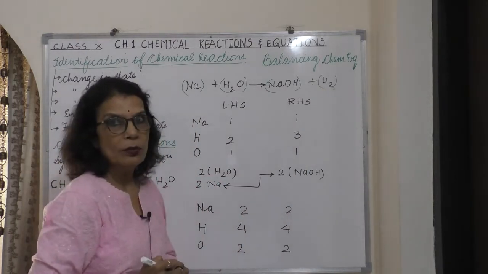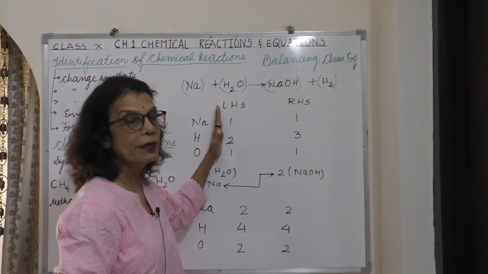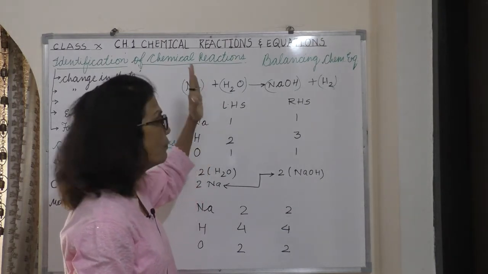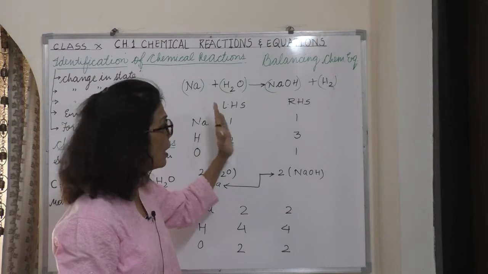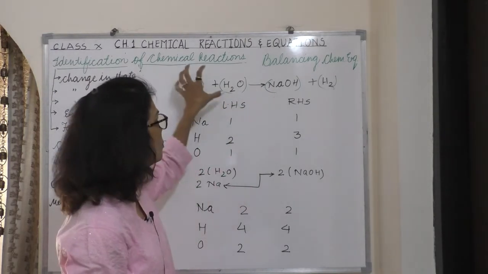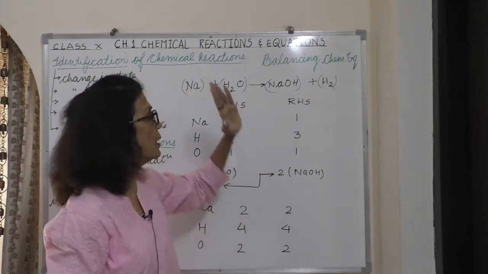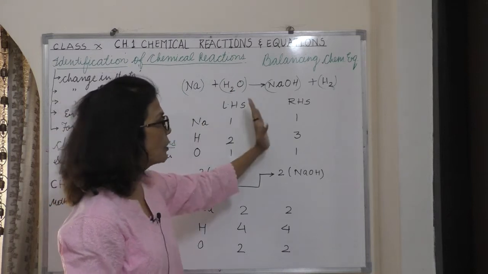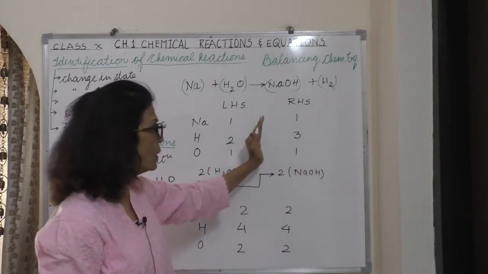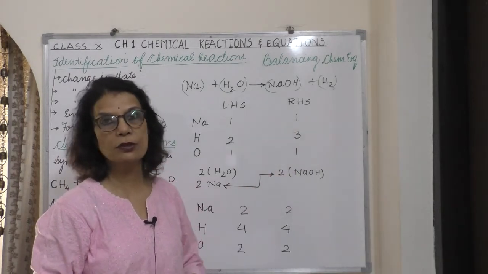Number two, we are going to write the number of molecules we have added in the reactant and have received as a product. The number of molecules should be the same on the reactant side and the product side. Reactant means left hand side, product means right hand side. Now we are going to write the left hand side molecules and the right hand side molecules also.